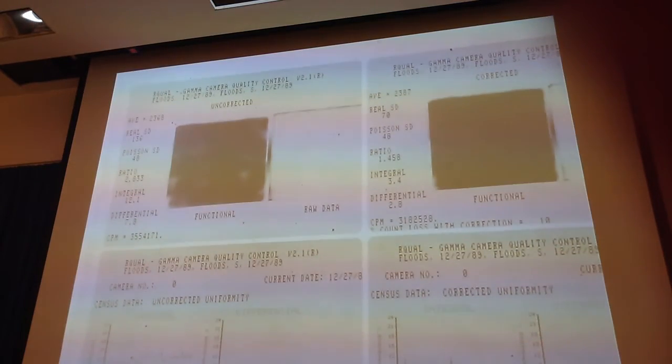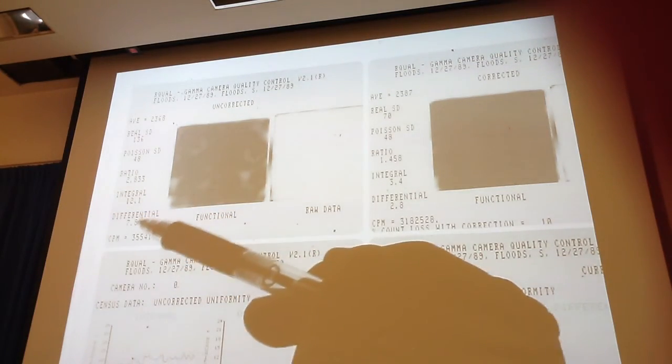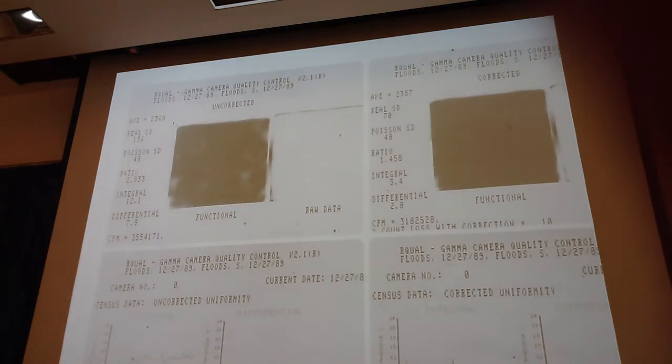Okay, so back to my question. What is the differential then? Okay, now remember this is the integral uniformity, this is the differential uniformity. Huh? The differential is only over the center field of view, the uniformity in the center. Okay. It's only in the center.